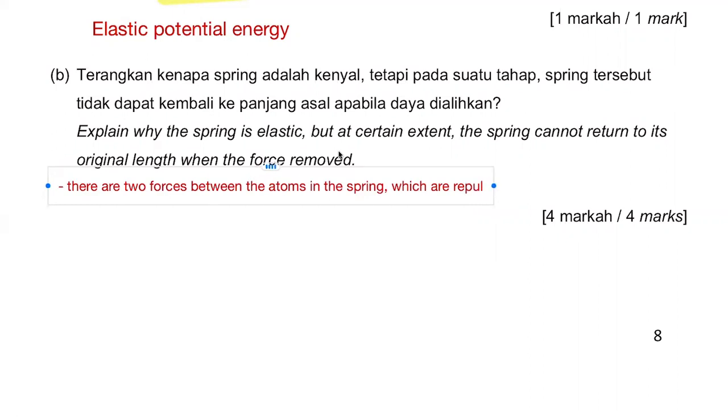Okay, repulsion force. And the other one, when the spring is stretched, what type of force do the atoms have? Yes, attraction force. So one is when the spring is compressed, the repulsion force, and the other is when the spring is stretched, the atoms inside the spring will try to attract all the atoms together again for it to be able to return to its original size, length, and shape. Okay, that is the first point.